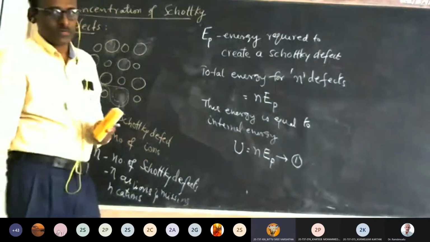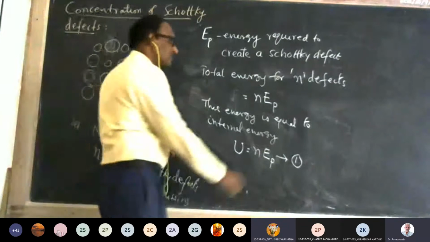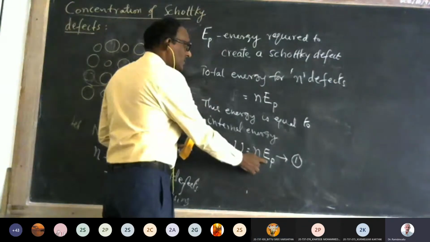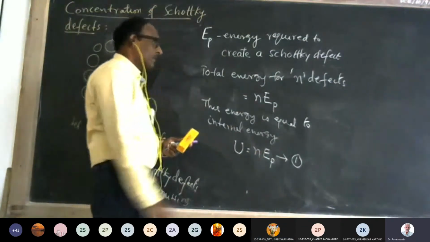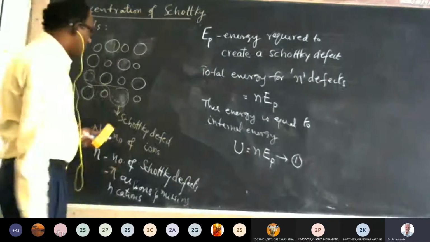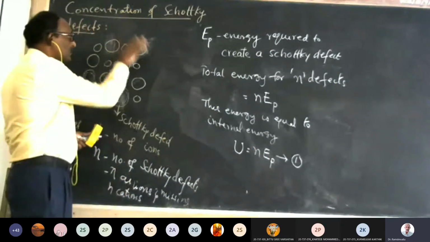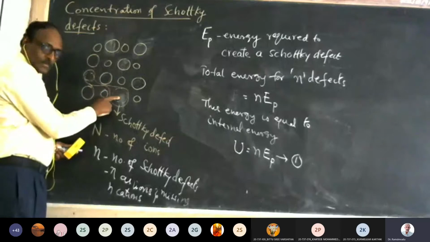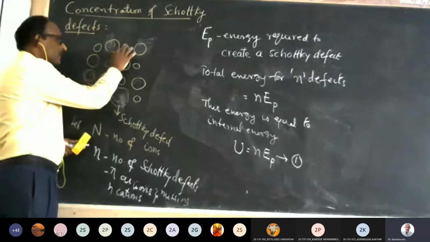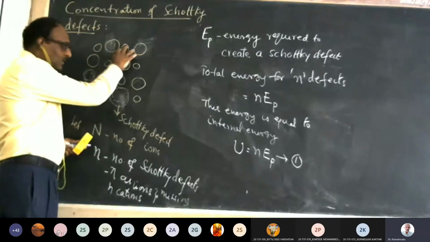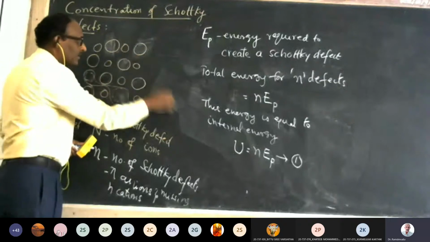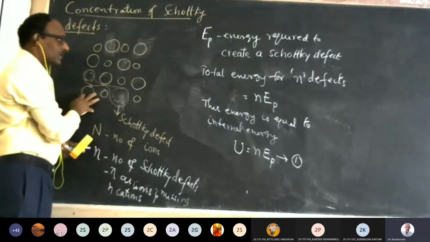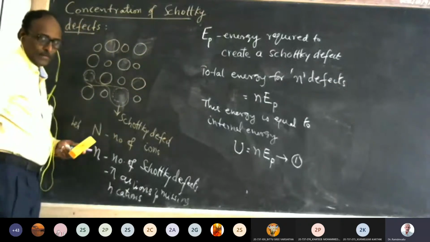Due to n defects, each will have energy equal to EP. Follow? Now, the problem of solving this concentration is, I have a pair here. This pair may be somewhere here also. There is a possibility the pair may be created somewhere here, because this is the entire crystal. If I take it, it can be created anywhere.